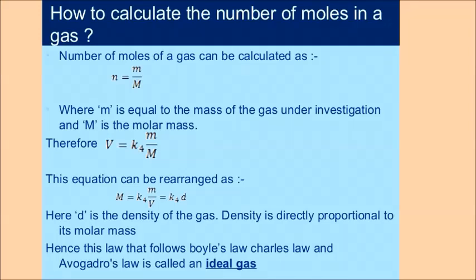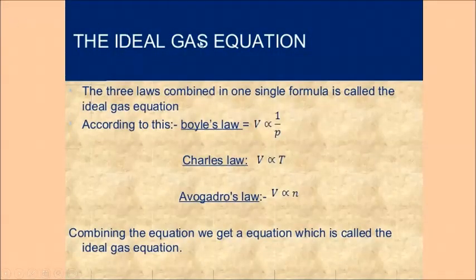So a gas which is said to be an ideal gas should obey Boyle's law, Charles' law and Avogadro's law. Now let us talk about the ideal gas equation. Just now we said that a gas which obeys Boyle's law, Charles' law, and Avogadro's law is said to be an ideal gas. So the equation related to that is said to be the ideal gas equation.